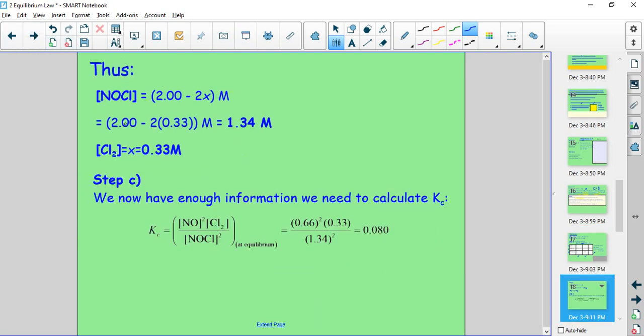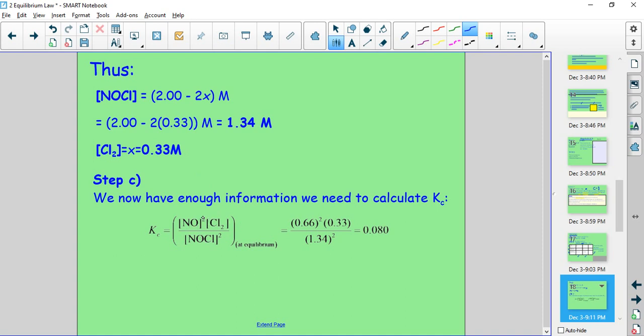Okay, so plug in, substitute, you know what X is. And here we get a 1.34 molar concentration of NaOCl, our reactant, and we know that X is 0.33. With these known values, together with a known value given in the question of our other product, we can plug that into our KQ expression or KC expression.